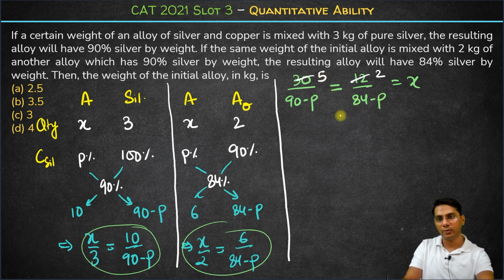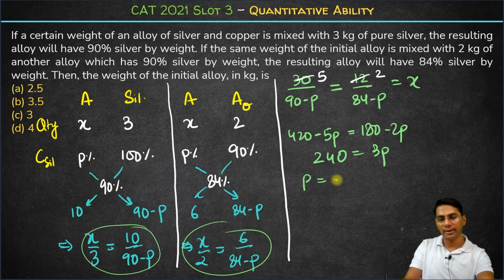So 5 into 84 is 420 minus 5P is equal to 90 minus P into 2, which is 180 minus 2P. So 5P goes to that side, minus 2P plus 5P becomes 3P, and 420 minus 180 is 240. So P comes out to be 240 by 3, which is 80%. So the concentration of P here is 80%, or the concentration of the original alloy is 80%.